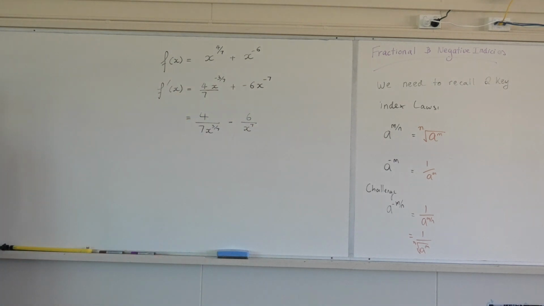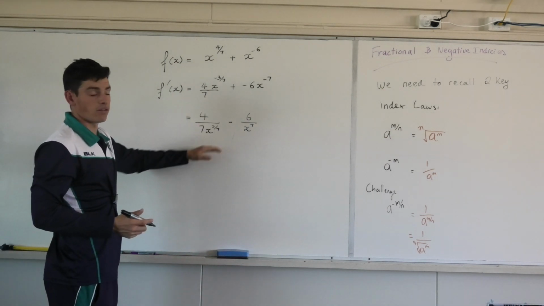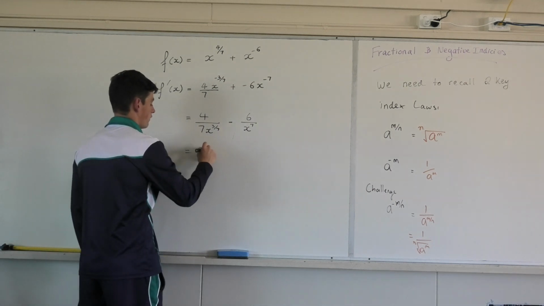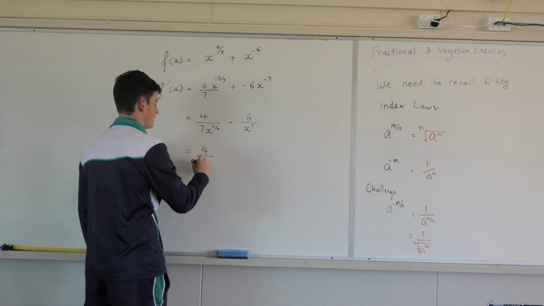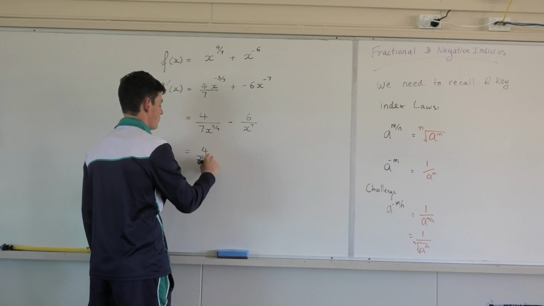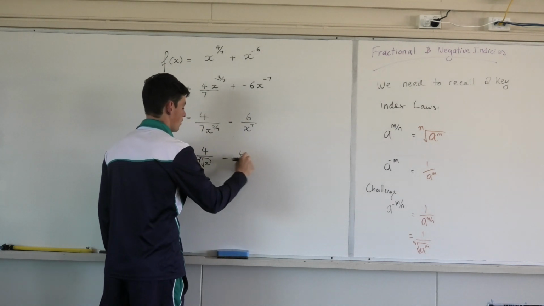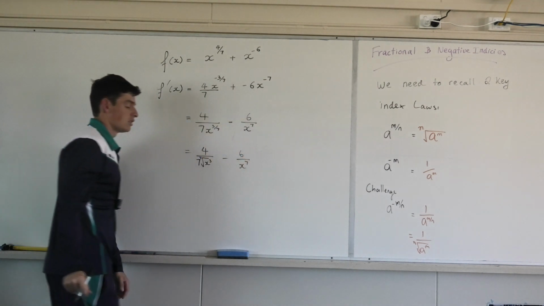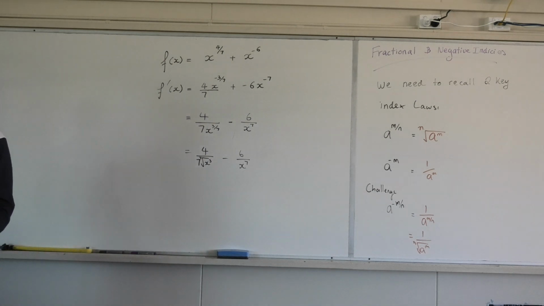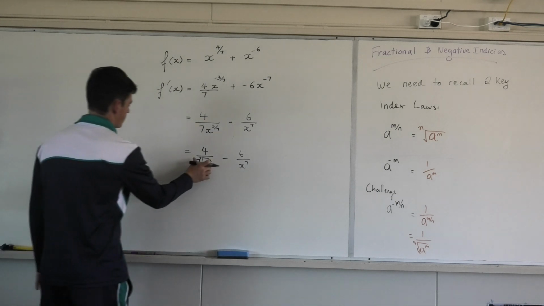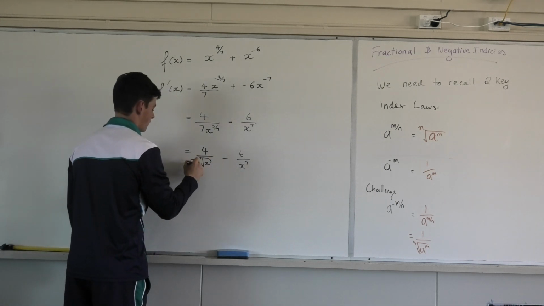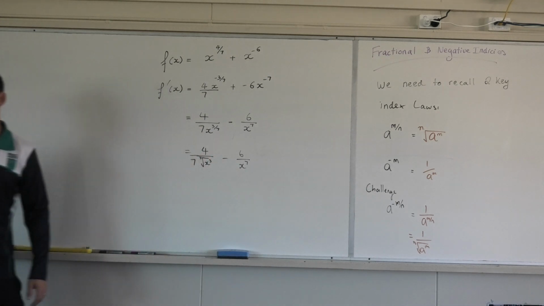Am I done? Not yet. What do I have to do? Get rid of this fractional power. So I've got 4 over 7 times the 7th root of x to the power of 3, minus 6 over x to the power of 7. It looks disgusting, but I would normally separate those 7s a little bit. Cool?